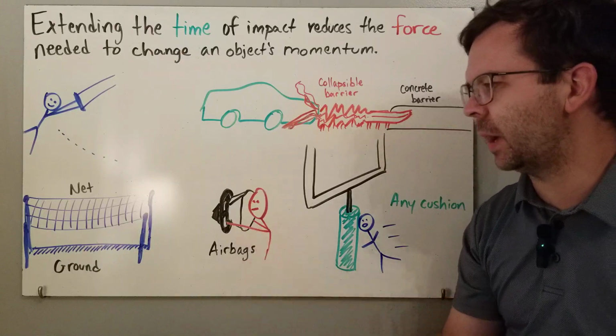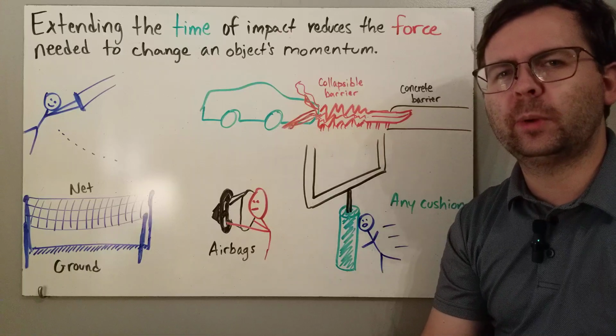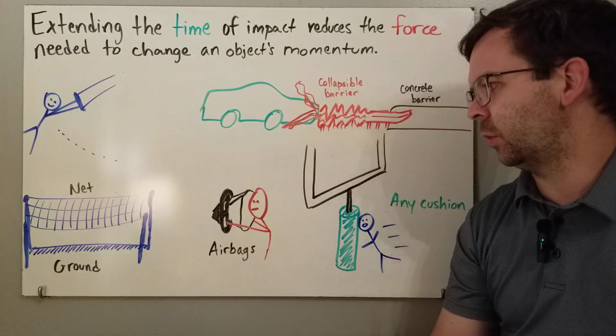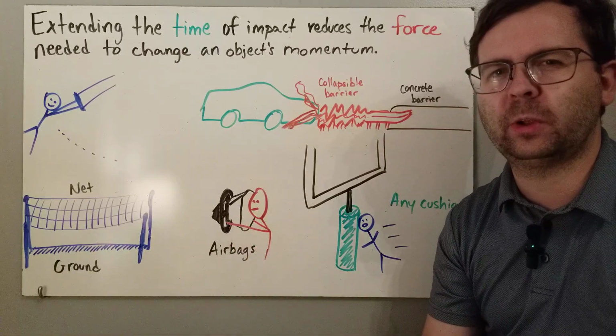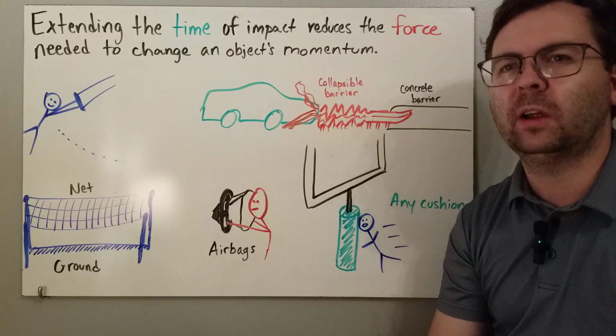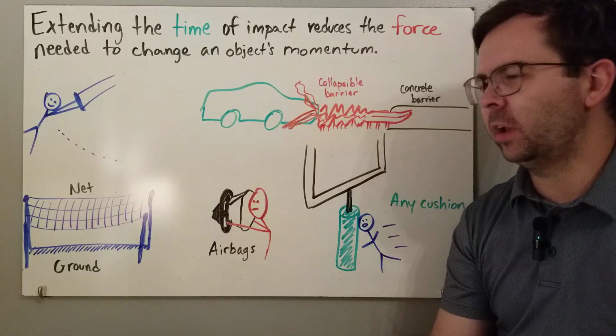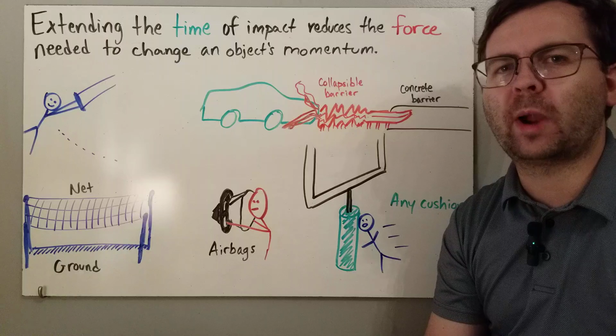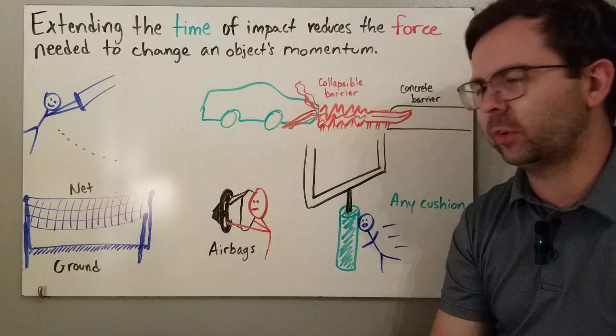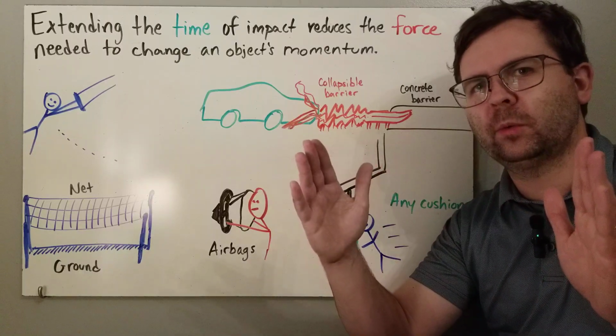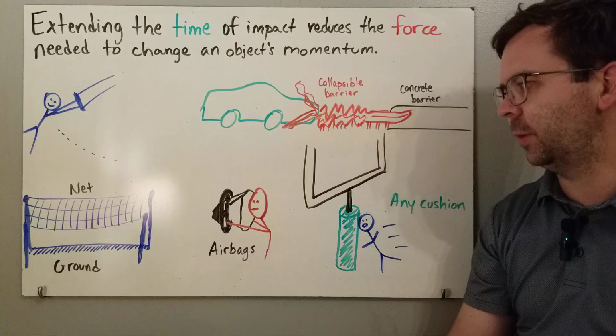Sticking with cars, airbags are an example of slowing you down more gradually than, for example, hitting your head against the steering wheel or the windshield of the car. If you get into a crash, an airbag will slow you down more gradually because it's softer, and so it takes more time, which means less force acting on you.